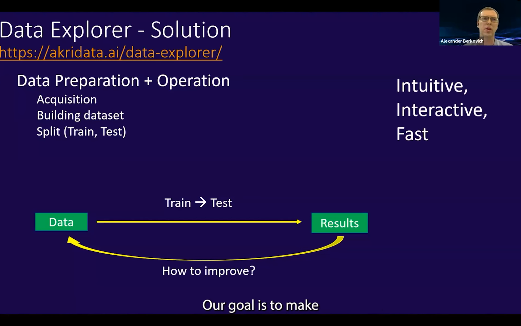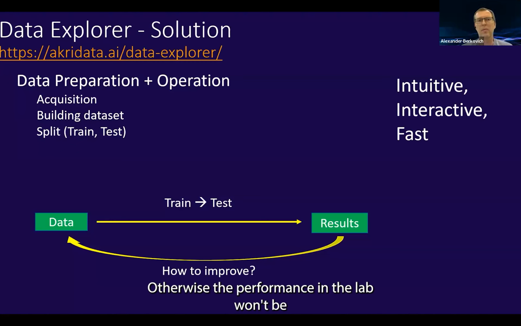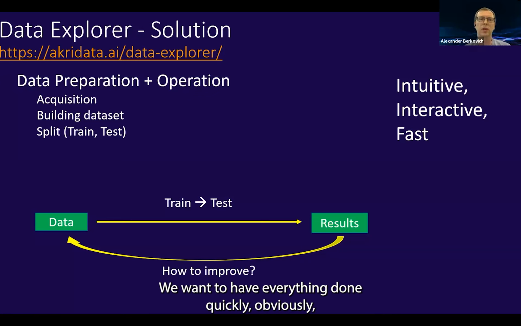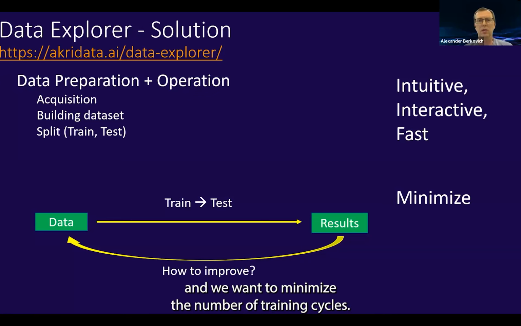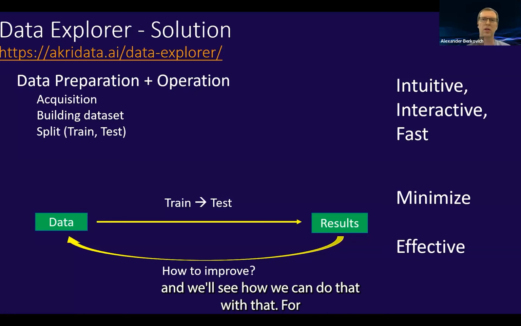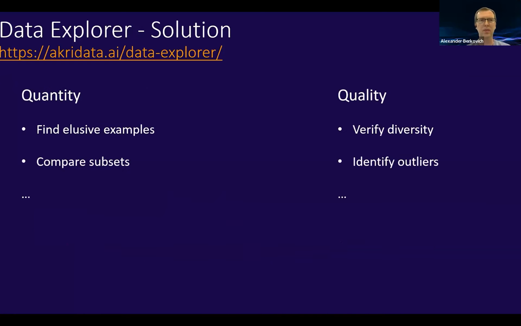Our goal is to make the building of the data set step as intuitive and as quick as possible. Even the split between the train and test parts is far from trivial. We can't have leakages. We don't want to fool ourselves. Otherwise, the performance in the lab won't match the performance in production sites. We want to have everything done quickly, obviously, and we want to minimize the number of training cycles. We want to make the feedback loop as effective as possible, and we'll see how we can do that with Data Explorer.